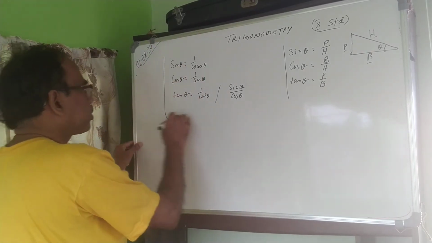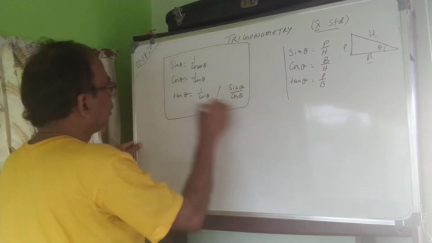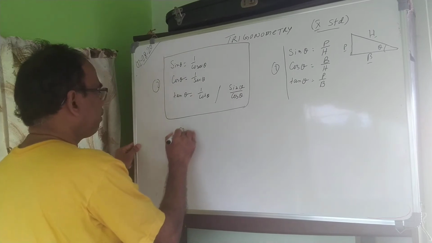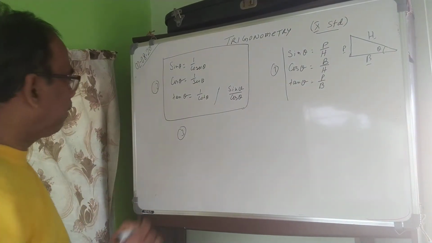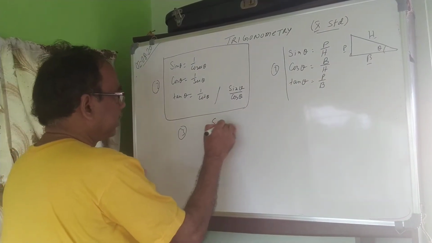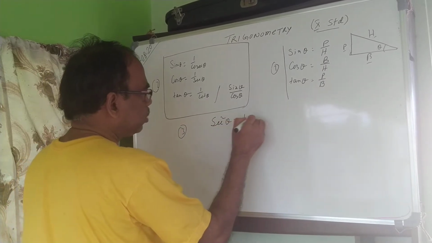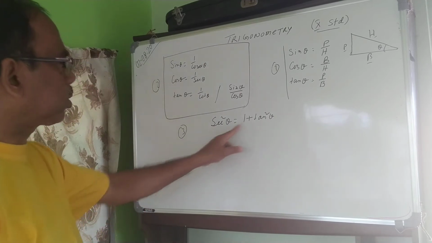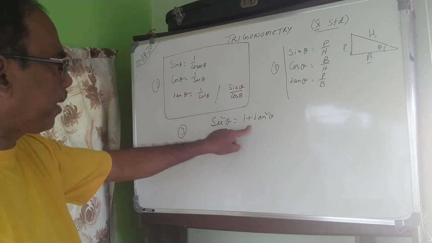This is box number 2. This is box number 1. Box number 3, this is also a very important formula, that is sec square theta is 1 plus tan square theta. We can write sec square theta minus tan square theta equals 1.